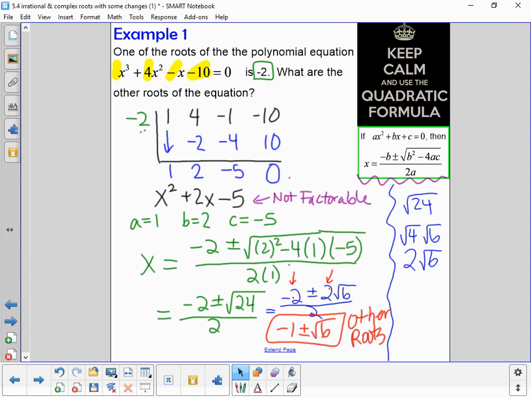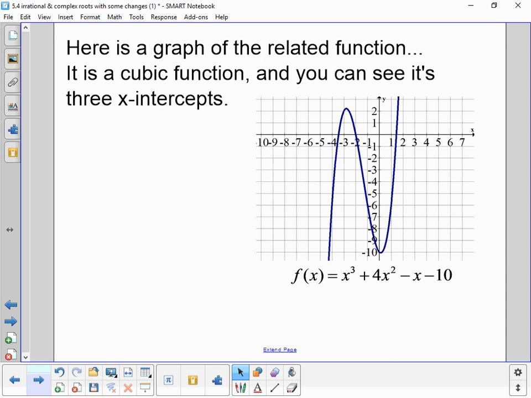And that's what it was asking us to find. What are the other roots? And we have found them. So I want to actually look for just a second at the graph of this function.